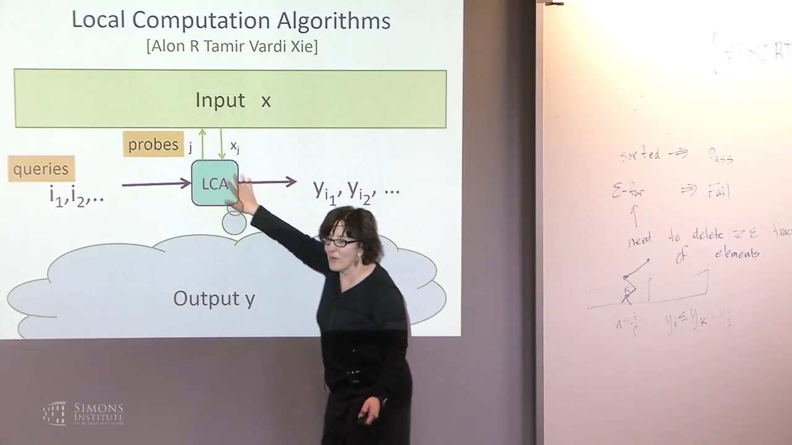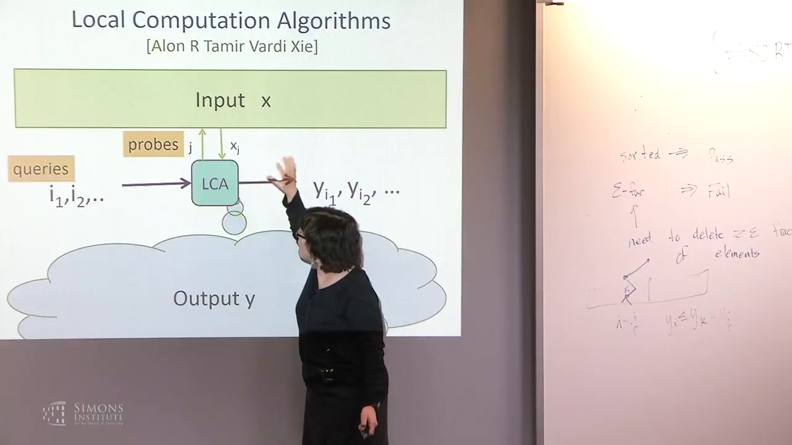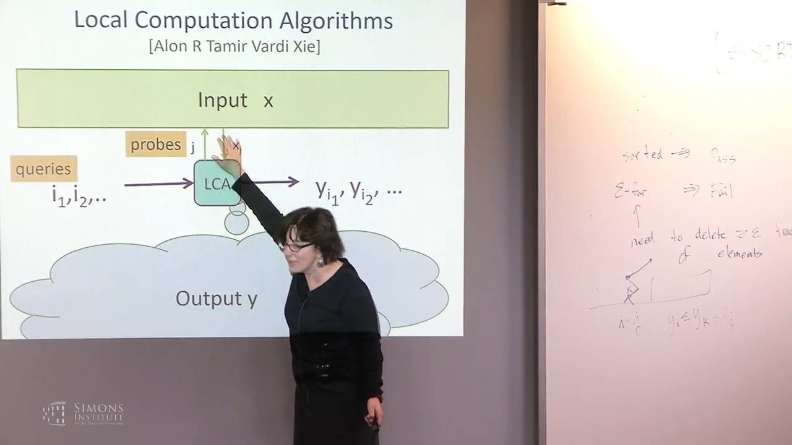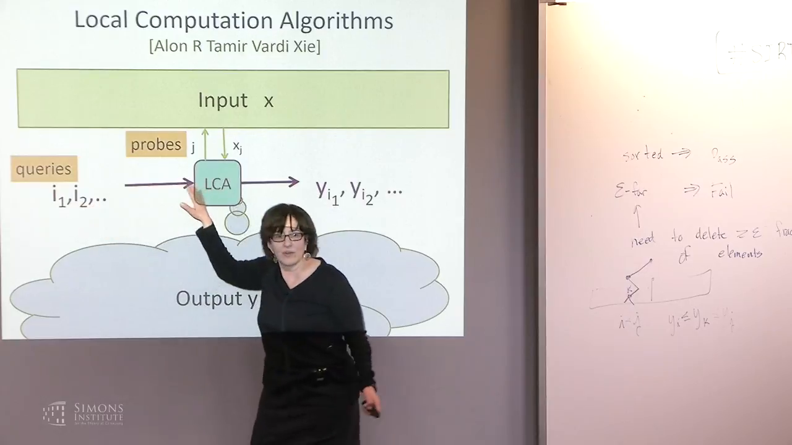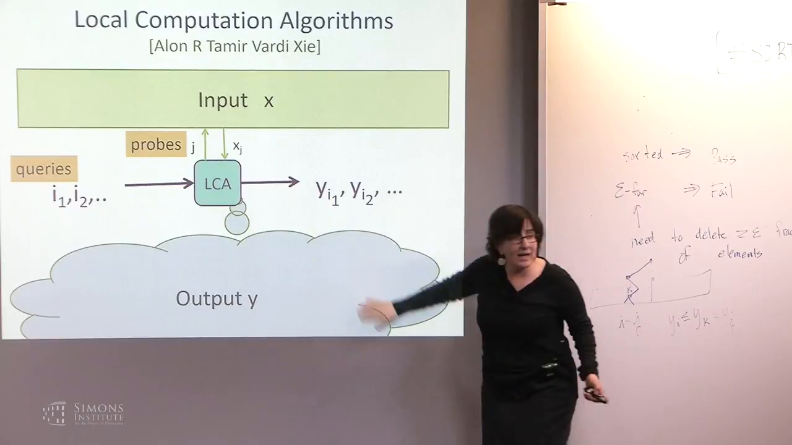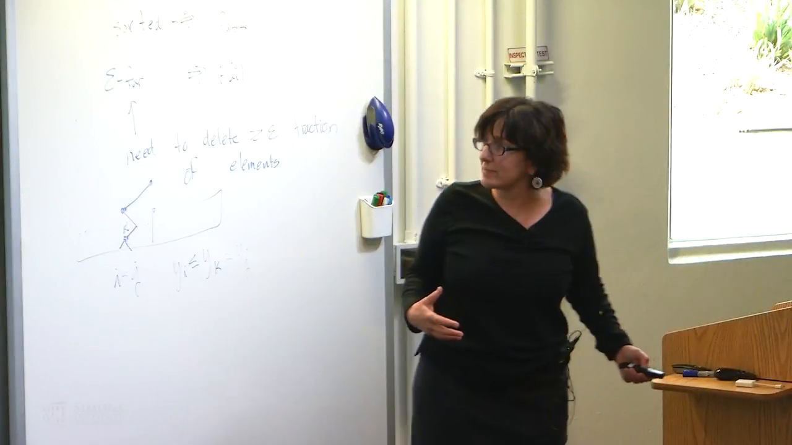Just to make things more concrete when I talk, I'm going to say that the queries that the LCA makes to the input, every time it looks at the input, we'll call that a probe. And every time the user makes a query to the LCA and asks about a different location of y, we're going to call that a query.